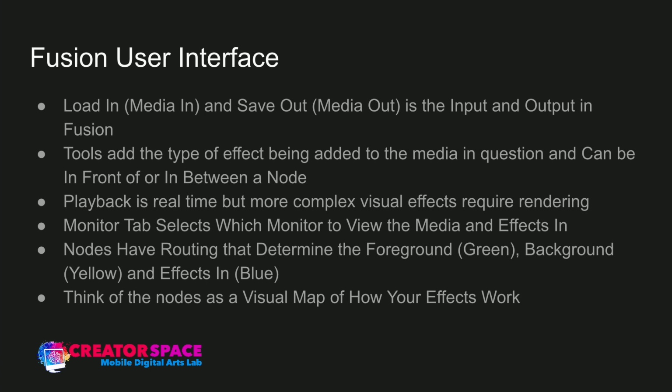Then we can add tools. Those are the different types of effects that get added to the media in question. They can be in front of or in between a node, and that's what we'll look at today: how things can be in front, and also in between. Playback is real time when we play things back in Fusion Studio, but for more complex things, depending on your memory, your GPU, and your hard drive speeds, you might need to render to see the full effect.